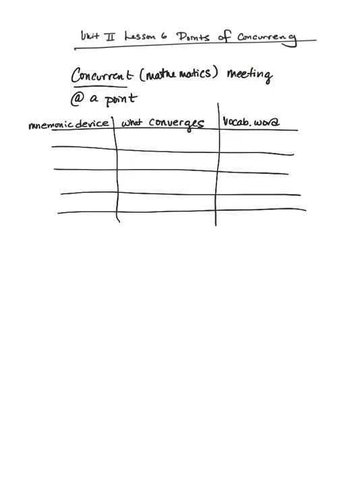Okay, so the mnemonic device is My Parents Anger Aliens. What converges goes by the first letter. So this is going to be medians. P stands for perpendicular bisectors. AN stands for angle bisectors. And AL stands for altitudes.